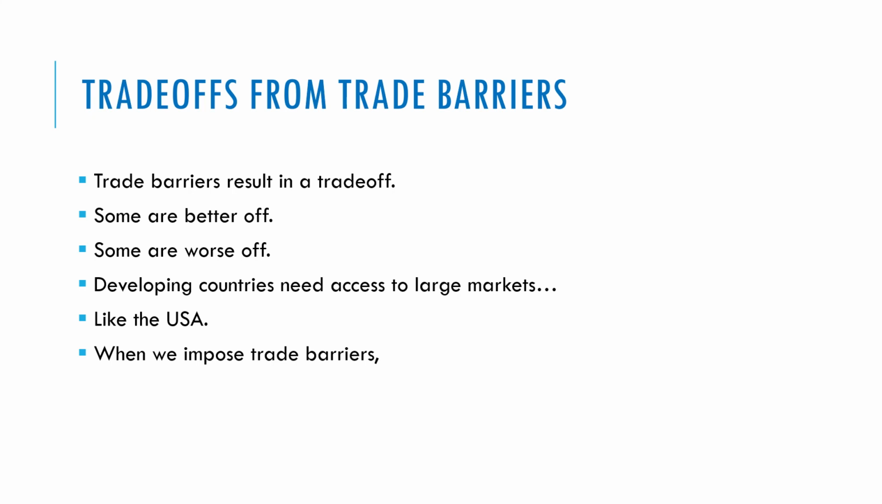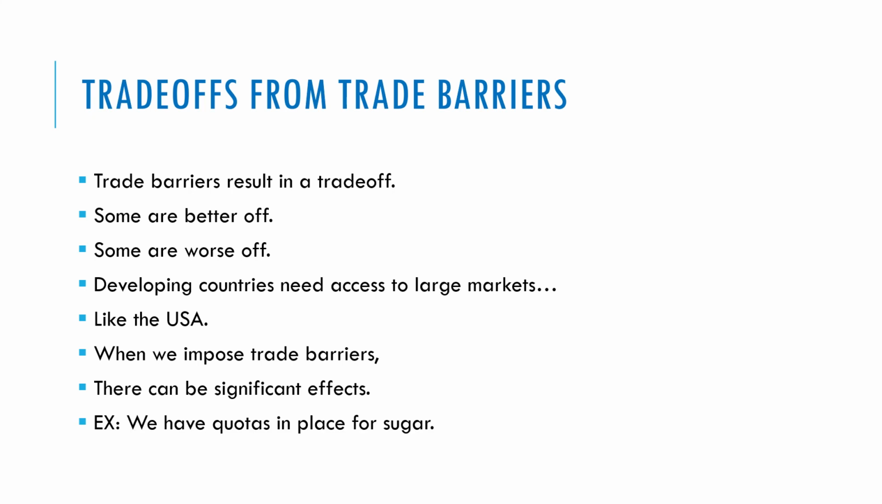So when we impose trade barriers, like putting a tariff in place on t-shirts coming from Cambodia, there can be significant effects, and those can be real. For example, we have quotas in place for sugar. Now, we do it to protect our domestic sugar industry. We're not competitive in sugar. If we were just trying to have a free market in sugar, our sugar farmers would be out of business. We just cannot compete with foreign competition. So we put quotas in place to make sure that there's not as much competition.